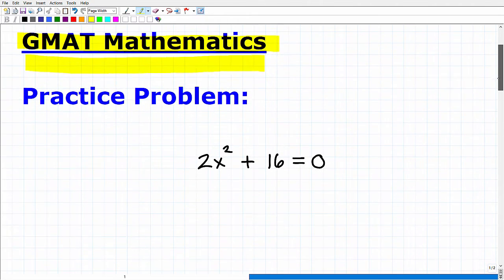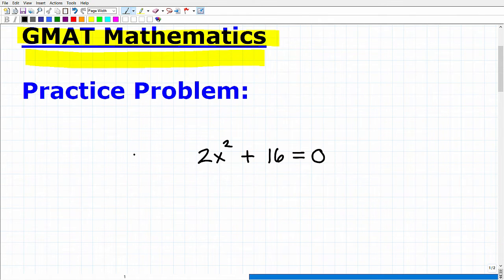Now, obviously, I'm going to solve the problem, but I want to give you a chance to solve it. So here we have a simple equation, okay? So I'd like you to solve for x, completely solve for x. Do not use your calculator. Just go ahead and use your mathematical knowledge to solve for x, okay?